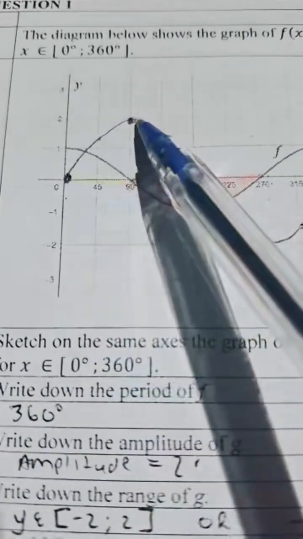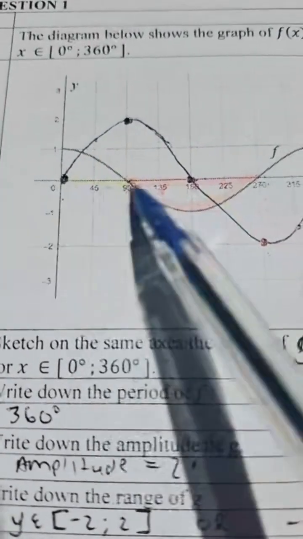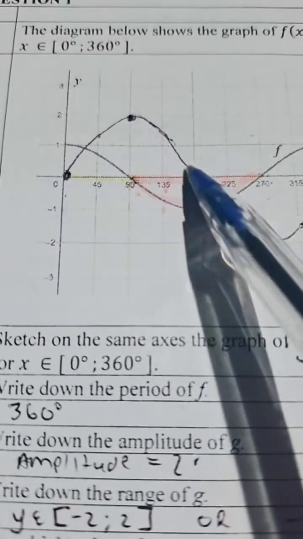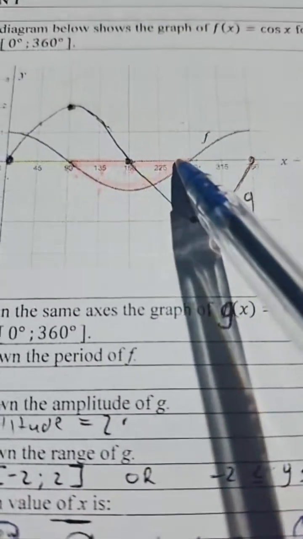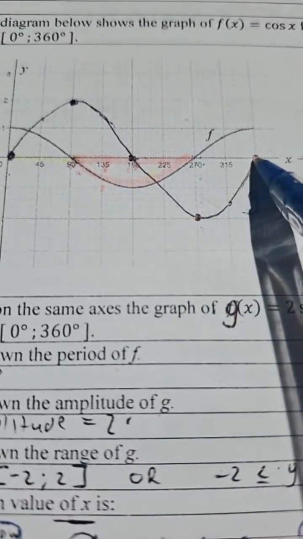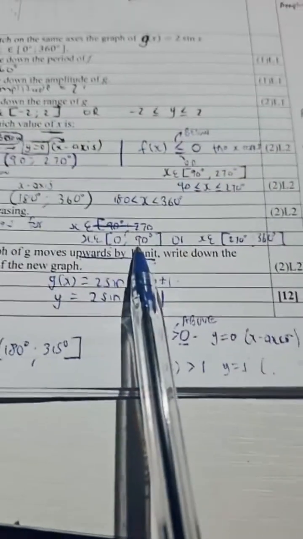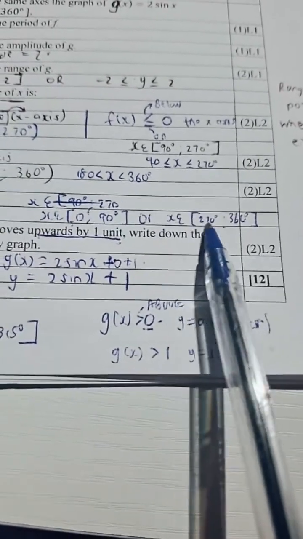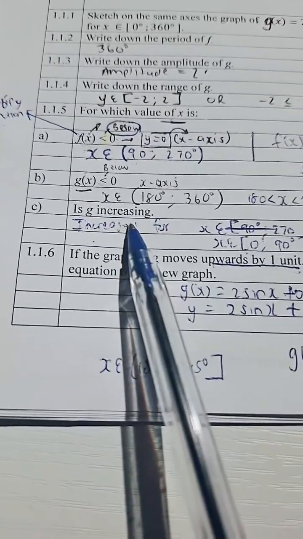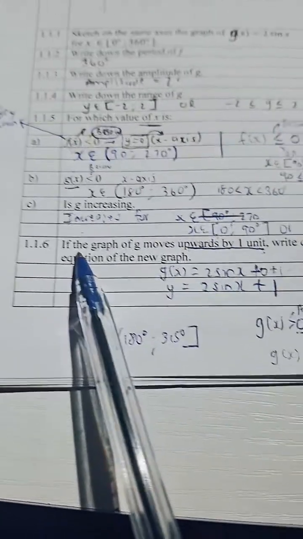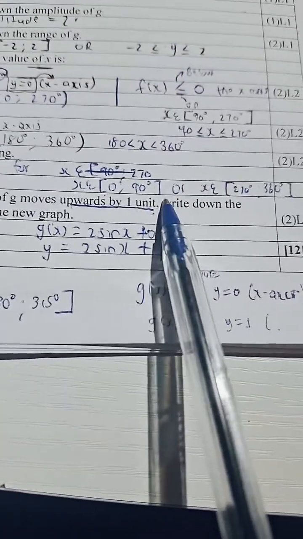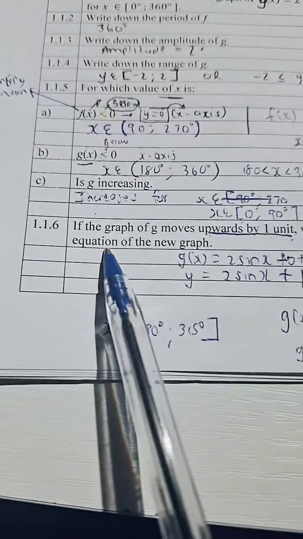So it's very important to note the intervals where the function is increasing. From 0 to 90, these x values, look at the increase. Then from 90 to 270, look at the decrease. Then from 270 to 360, look at the increase. So when we wrote down the intervals, we said x is an element of 0 to 90, or x is an element of 270 to 360. That's where G is increasing.